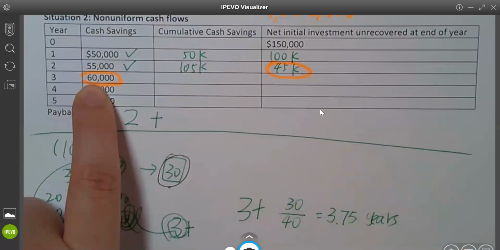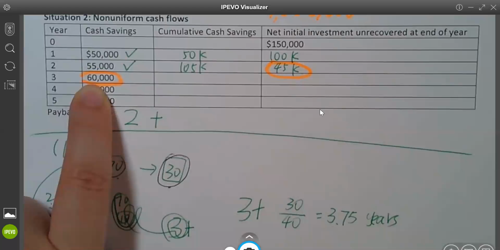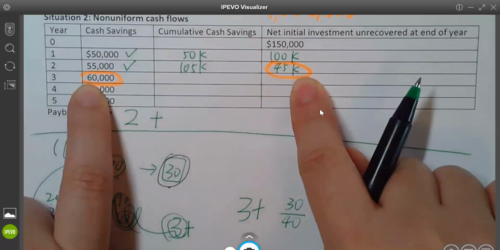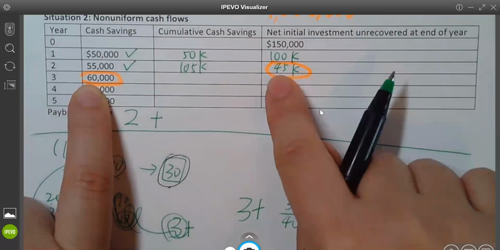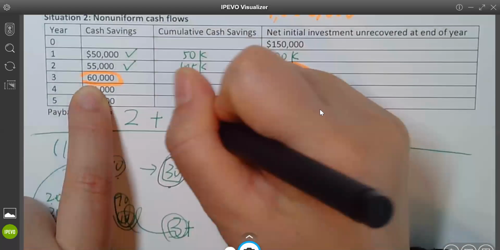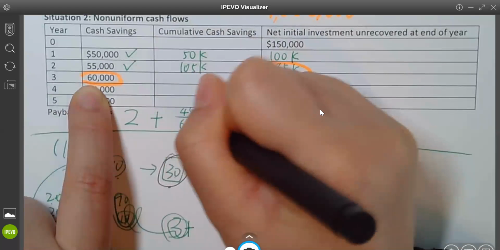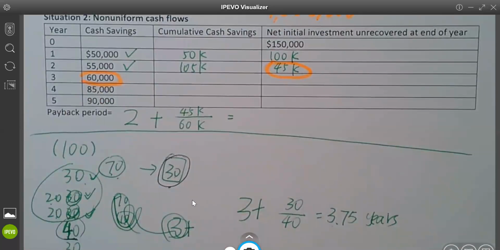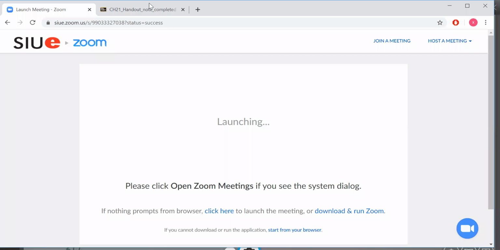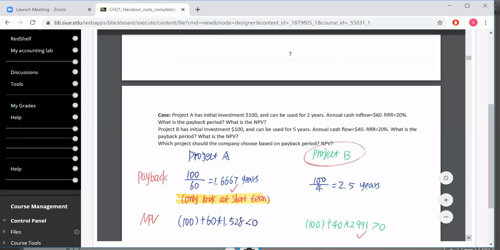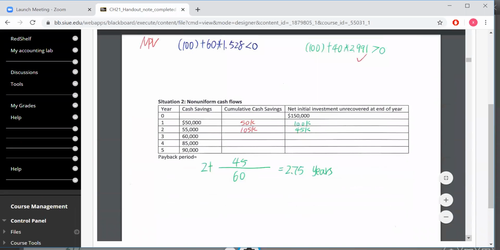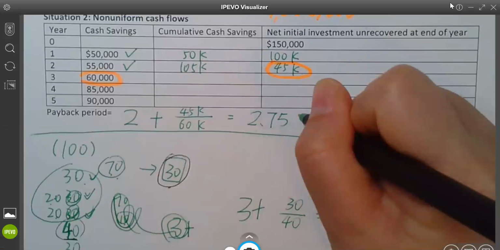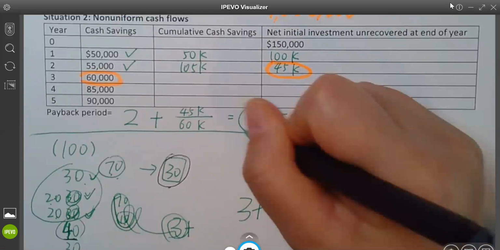And then for the third year, I don't need to wait for the whole year, because if I wait for the third year, I will get 60,000, but I only want to get 45,000. So how long does it take to get 45,000 out of 60,000? How many years? Let me look at it. I don't want to calculate, I just want to double check sometimes. Okay, so I just need 2.75 years.